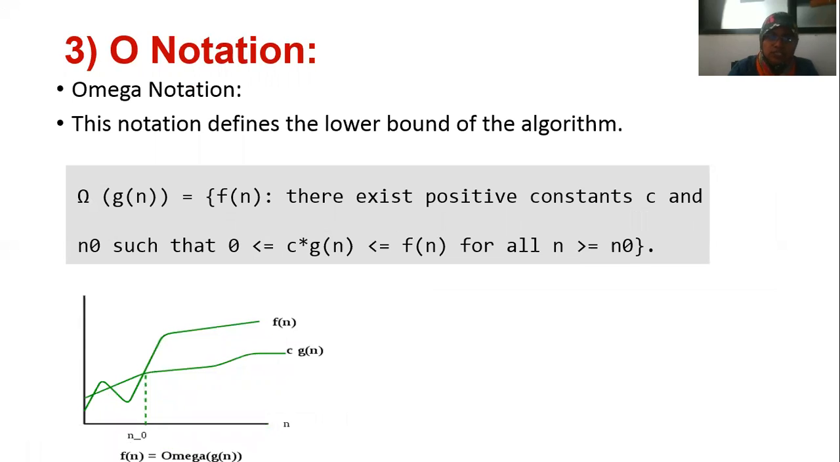Next is the omega notation. This notation defines the lower bound of the algorithm. If f of n is a function of omega of g of n, then the value of f of n will lie above, that is, will be more than the value of c of g of n. That is, omega is the worst case analysis and it will take more time for execution.